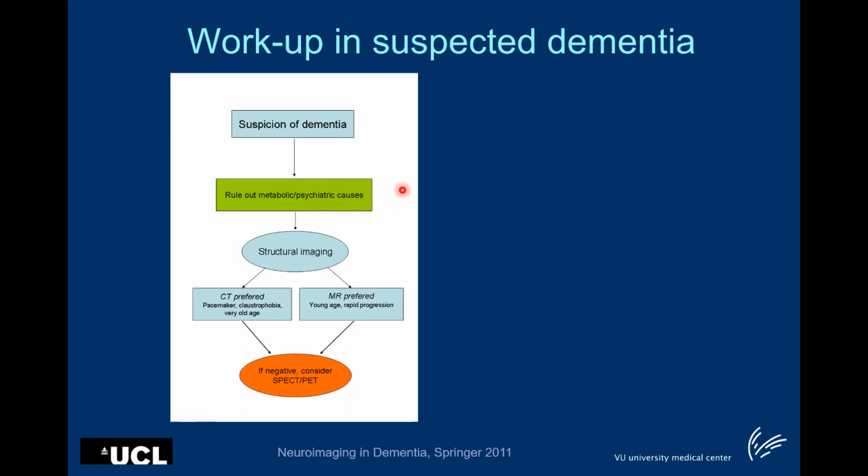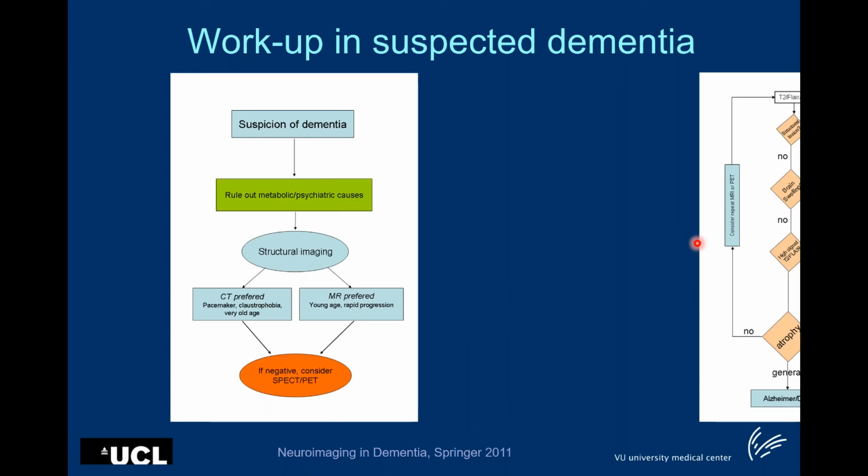And if it's negative, you can consider either repeating the MR or CT examination after a year or two, or move on to a second line investigation, either SPECT or mostly PET these days. And we'll talk about that in the second part of the lecture, what you can see on those imaging modalities.